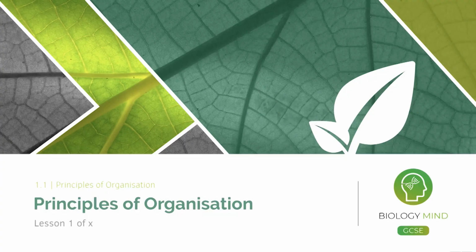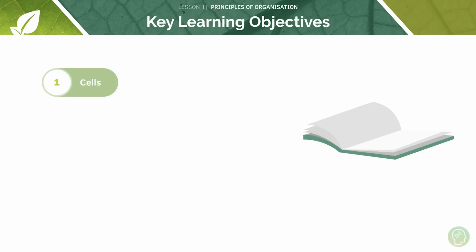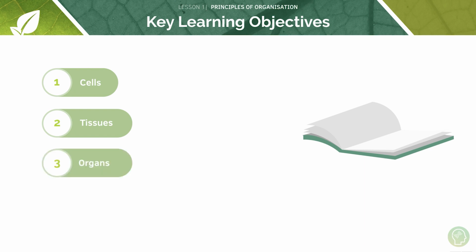So let's get started. Hello and welcome to tutorial 1 of 1 on principles of organisation. So, in today's tutorial we're going to be having a look at how our human body is made up. So we're going to work from the cellular level right through up to tissues, to organs and finally to organ systems.